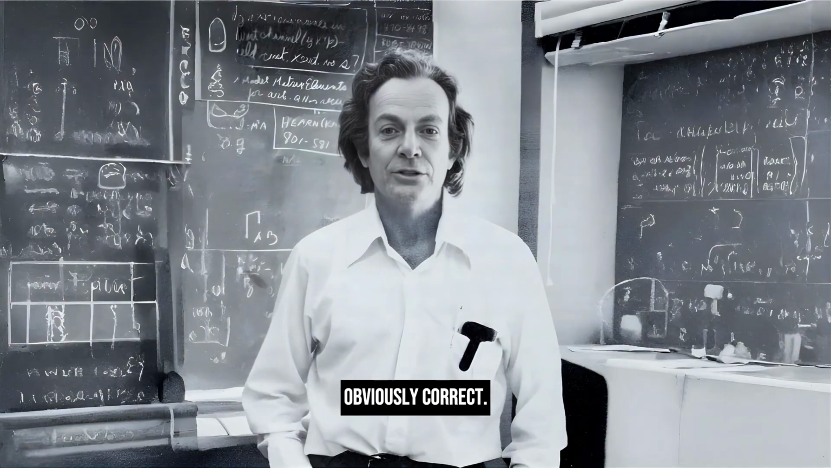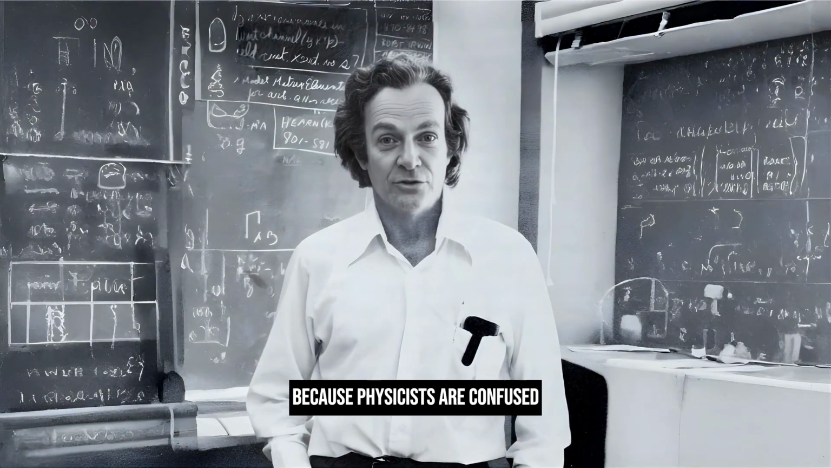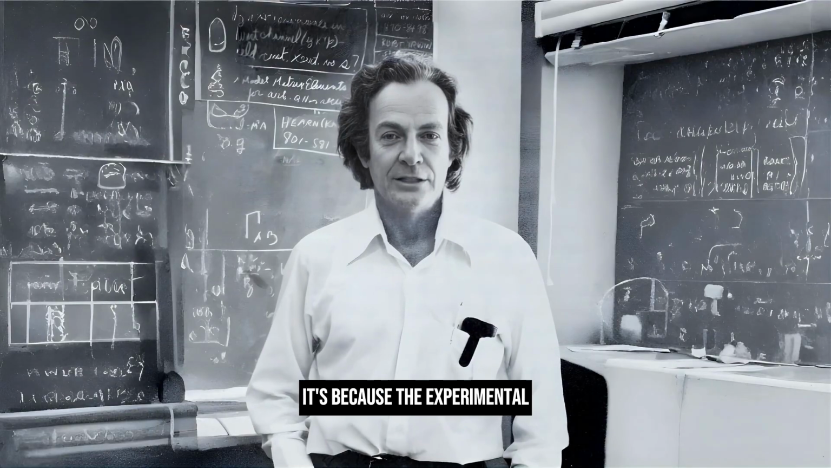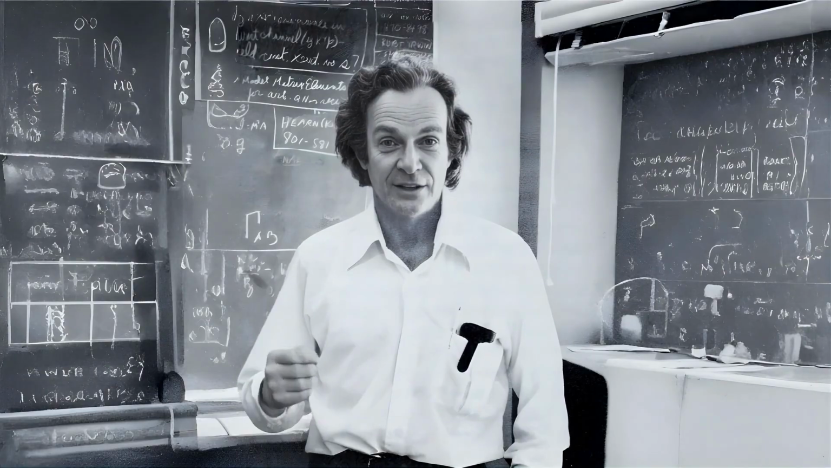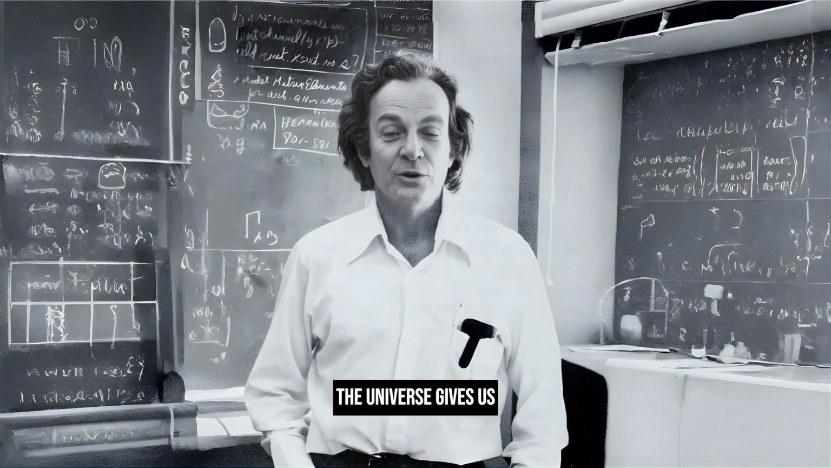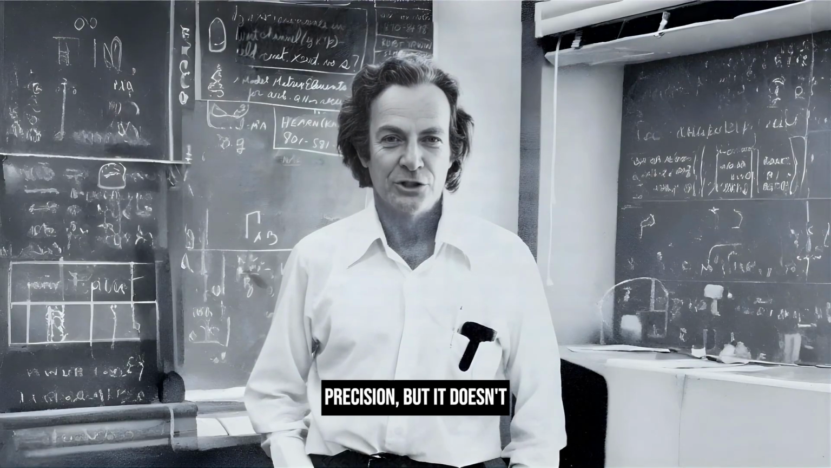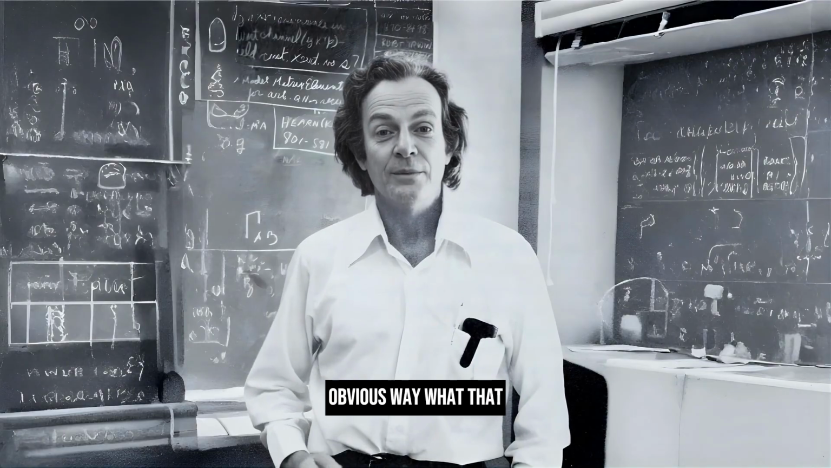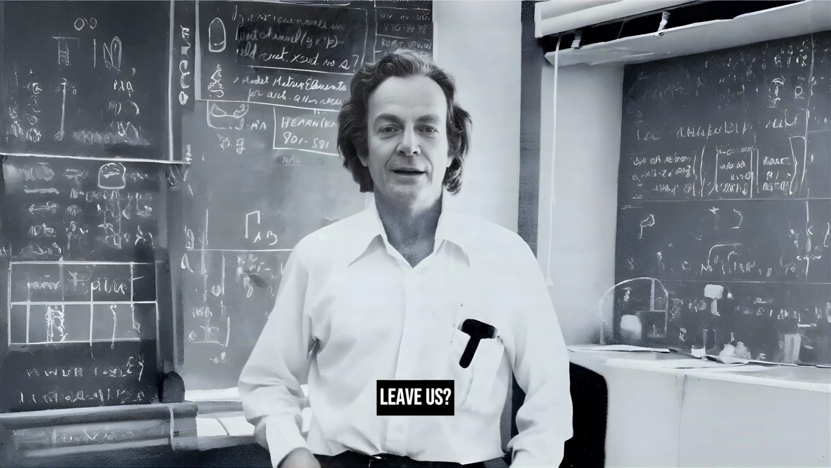None of them is obviously correct, and this ambiguity isn't because physicists are confused or haven't done the work. It's because the experimental evidence, as clear and compelling as it is, doesn't uniquely determine which interpretation is correct. The universe gives us the mathematical structure of quantum mechanics with extreme precision, but it doesn't tell us in any obvious way what that mathematics is describing. So where does this leave us?